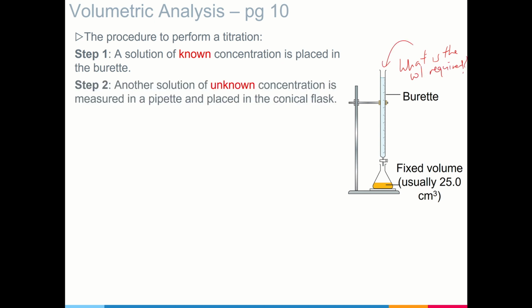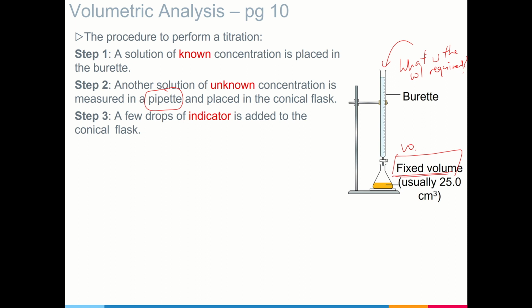Then for the one that is unknown, I fix the volume using a pipette. Then I add a few drops of indicator. Now I want you all to think: why do I need the fixed volume? If I don't know the volume either, can I calculate the concentration? Recall, you need the number of moles and the volume to calculate concentration. If I don't fix the volume, will I be able to get the concentration? You pause and think about it.